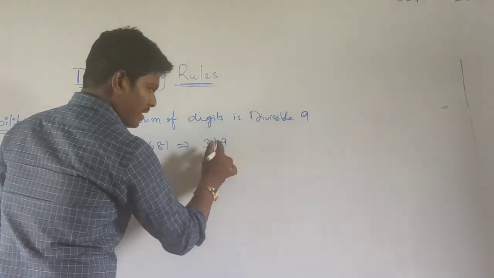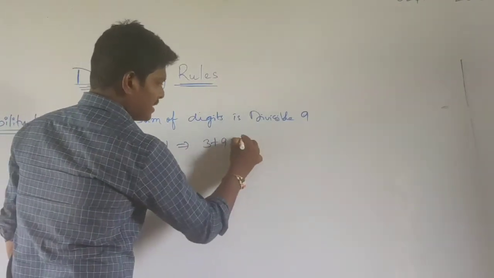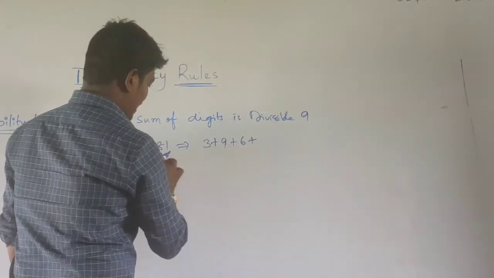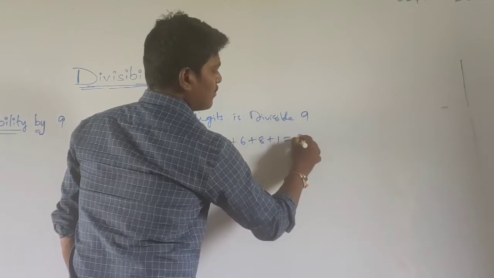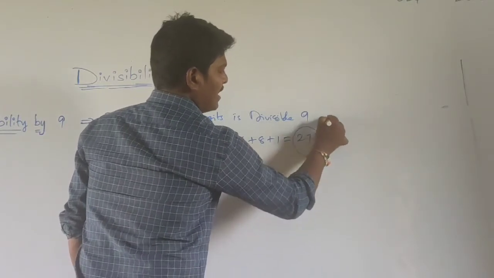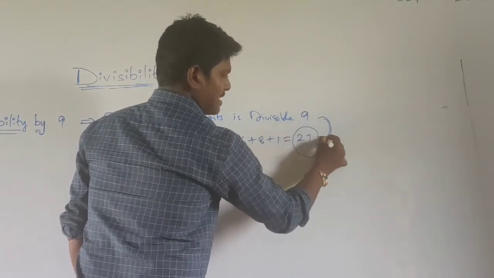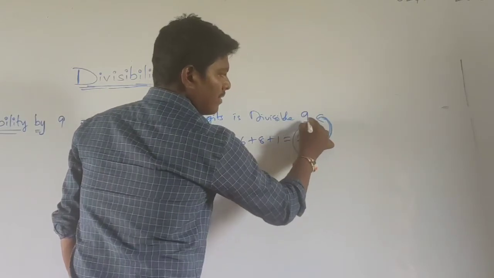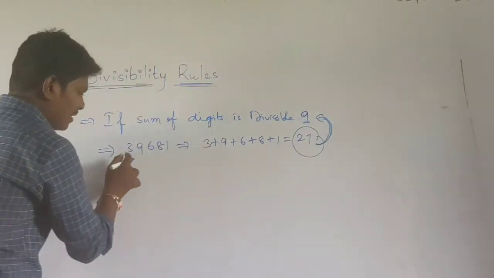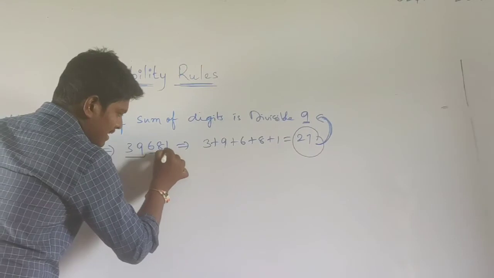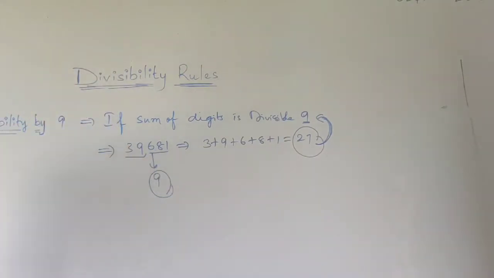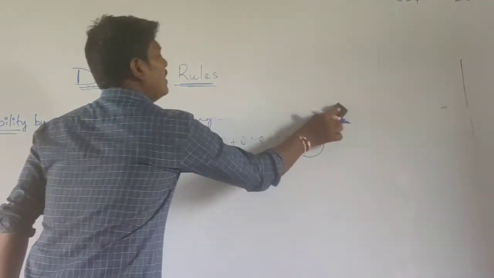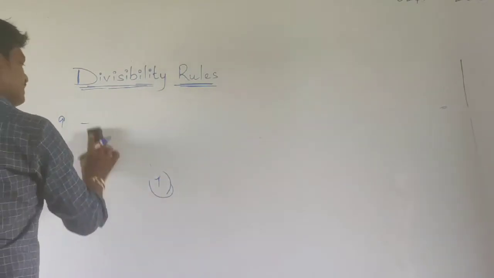3 plus 9 is 12. 12 plus 6 is 18. 18 plus 8 is 26. 26 plus 1 is 27. This 27 is a multiple of 9. So this number, 39,681, is also divisible by 9. This is the rule of divisibility by 9.